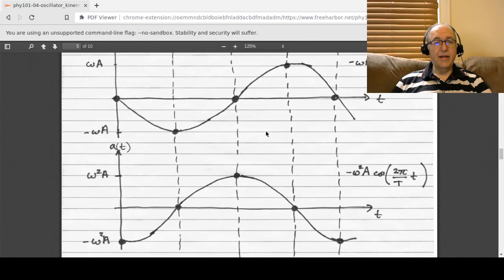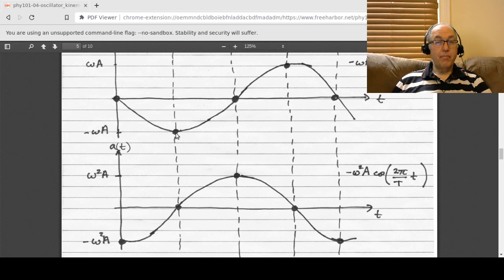And finally, how do we get the acceleration as a function of time from the velocity as a function of time? It's a slope again. So let's take a look here. When you're at t equals 0, what's your slope? Well, the slope here would be negative. So when your velocity is 0 at the endpoints, you have a maximum acceleration in the negative direction.